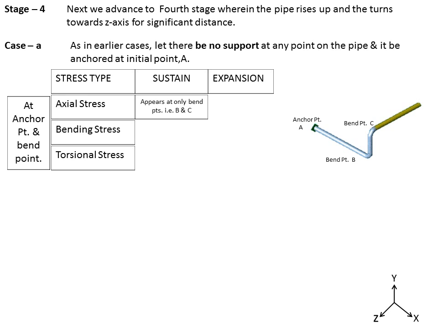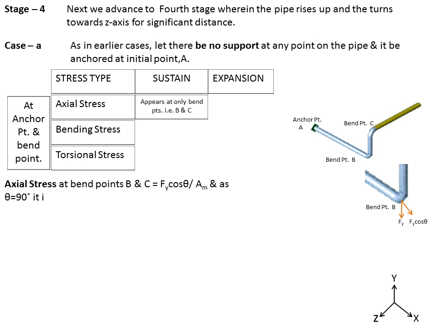Well, axial stresses appear at only bend points, that is B and C, in this configuration. For this configuration, we have axial stress appearing in the system in the sustained case. However, there is no axial stress at the anchor point, but these stresses are away from the anchor points. In sustained, the loading present is only the pipe weight, and this vertical pipe weight is creating an axial stress in the system. So we have axial stresses being created in the system for the first time in any of the configurations that we have seen earlier in the sustained condition.